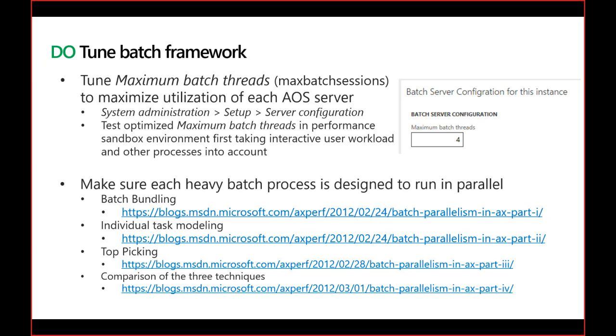The other thing I would like to highlight here are some of the techniques that you can use to run your batches in parallel. And this is, of course, during design and then development phase. These are blog articles. They can also apply for previous releases, so they're not very recent, but the same principles still apply. You could still, for your batch workload, use different techniques for parallelism, like batch bundling, individual task modeling, or top picking. And then there is a comparison of the 3 techniques you can find in these blog articles.